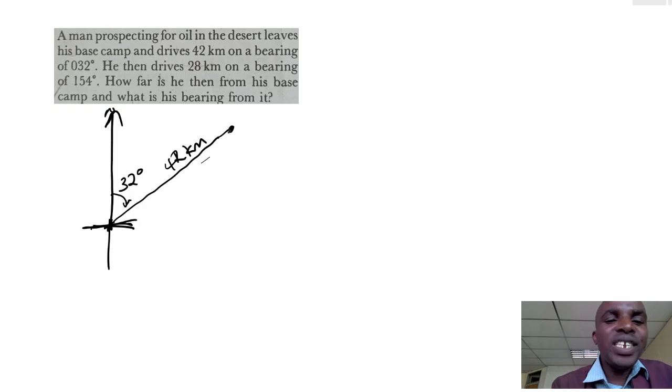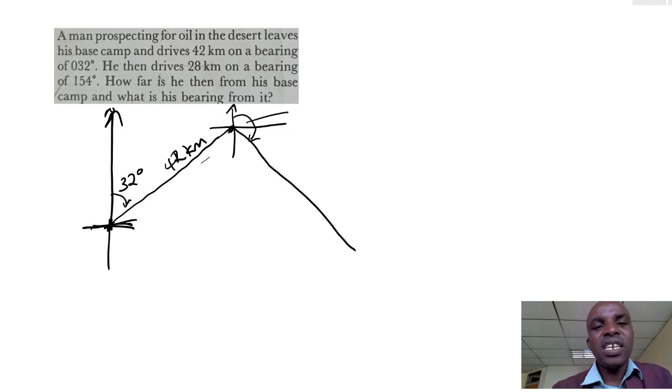So at this point now, he changed his direction. You have to draw another north at this point. And from this point, he then changed to 154 degrees, which means from the north, the angle is 154 degrees. It's somewhere like this. So the man is somewhere here, and the distance is 28 kilometers. This is where he is now.